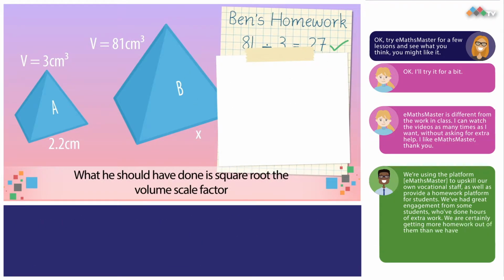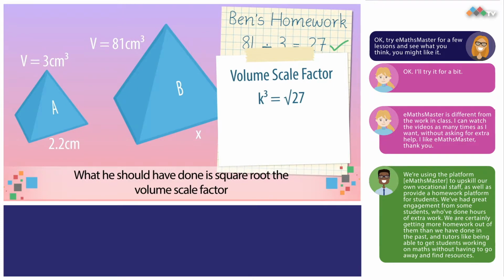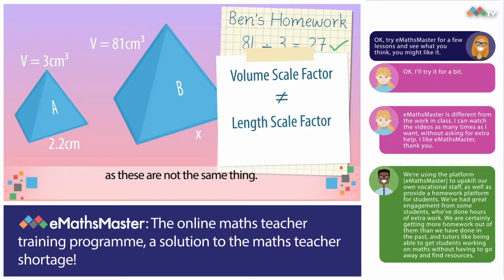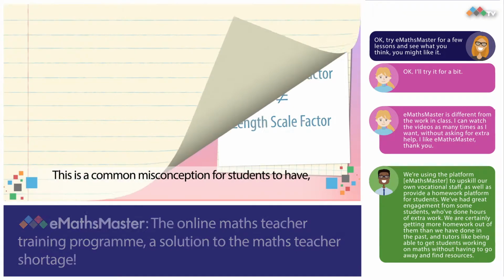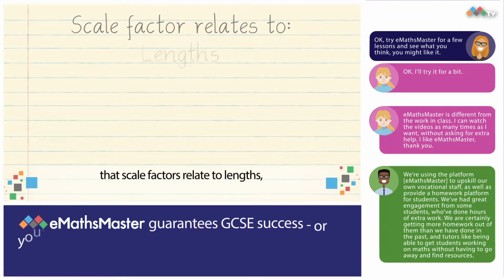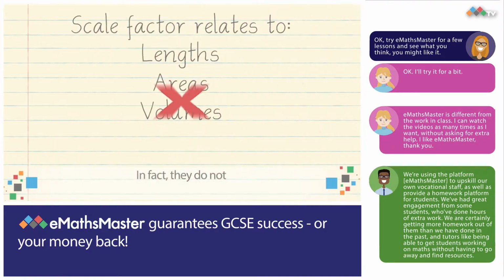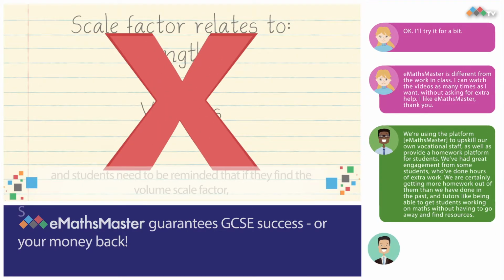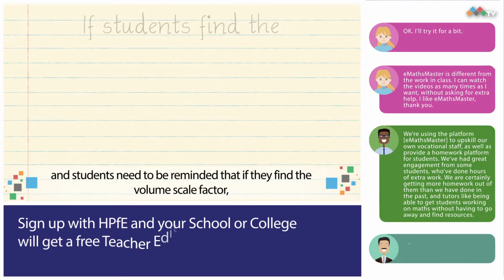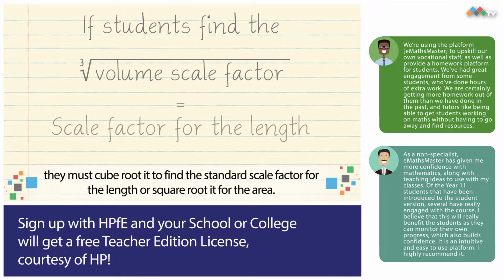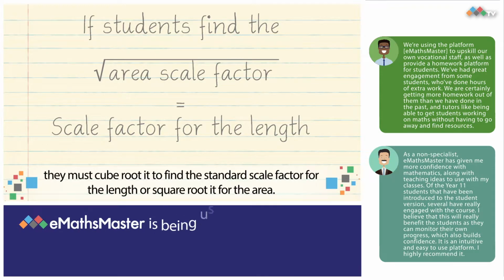What he should have done is cube root the volume scale factor to get the scale factor for the lengths, as these are not the same thing. This is a common misconception for students to have, that scale factors relate to lengths, areas, and volumes in the same way. In fact, they do not, and students need to be reminded that if they find the volume scale factor, they must cube root it to find the standard scale factor for the length, or square root it for the area.